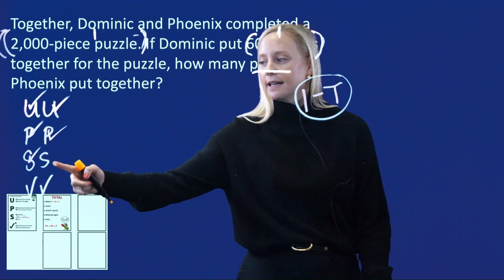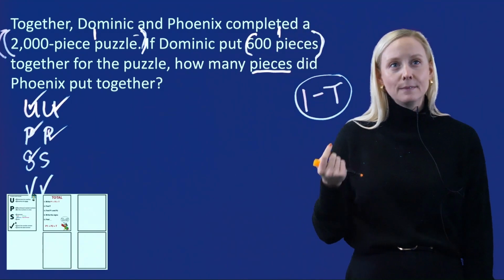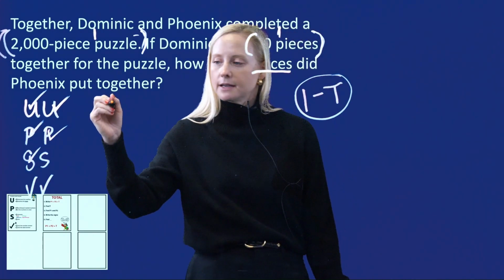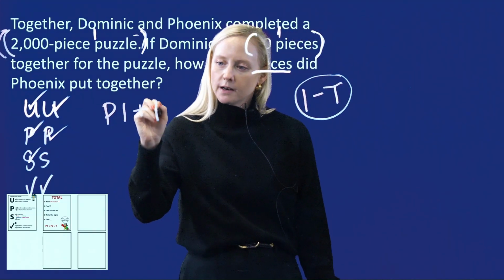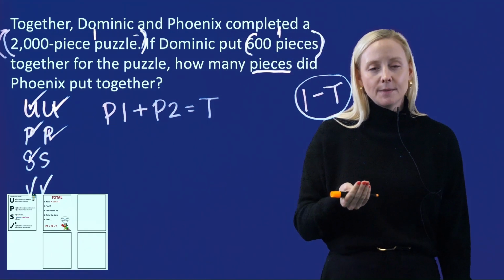Now I can move to my second S, which stands for solve. And again, we're going to look at our large schema map version 1. I'm going to write my total equation. P1 plus P2 equals T. And now our second step is to find T.